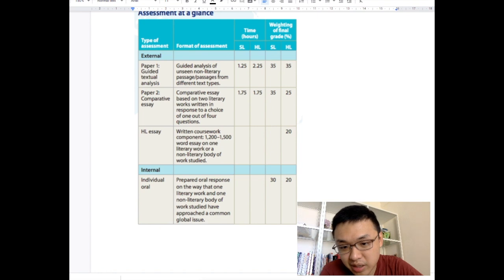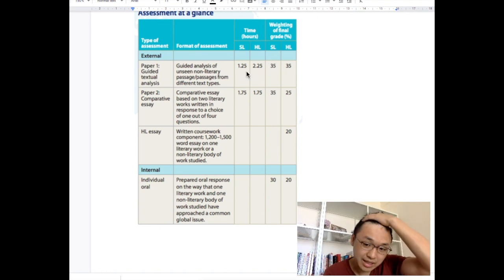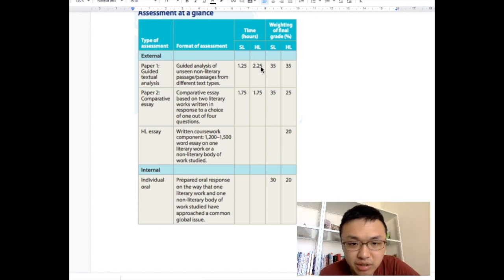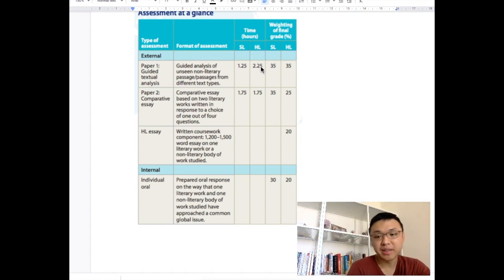So what's the difference between HL and SL? For SL, you only need to analyze one piece of text. You'll get a choice of 2 texts, and you choose one of them to analyze. You get 1.25 hours. In HL, however, you get 1 more hour, but you need to analyze 2 texts, so you actually get less time per text, and you don't get to choose. So HL is more demanding, because you have less time and the texts are normally harder.